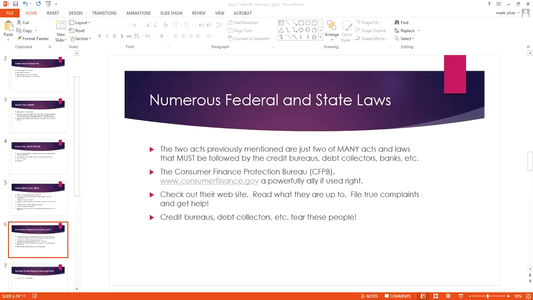They are pretty much feared by the credit bureaus, by the debt collectors. And if you make your case and you use them right, they can be a big help. I would check out their website. They have blogs. They show what they're up to, things they're considering. If you have a true complaint, file it with them and get help. Again, they levy heavy fines.